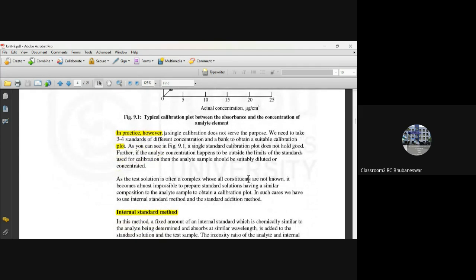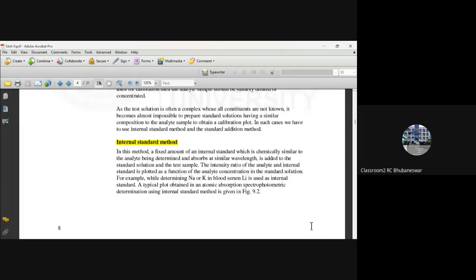But in practice, a single calibration plot doesn't serve the purpose. A single calibration plot will not help you much. We need to take 3-4 standard solutions and make 3-4 standard calibration plots to cross check whether the standard calibration plots you are using are good enough for getting a proper concentration of the unknown analyte. So taking a single calibration will not help you much.